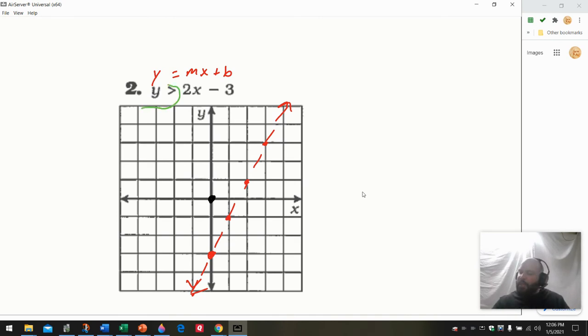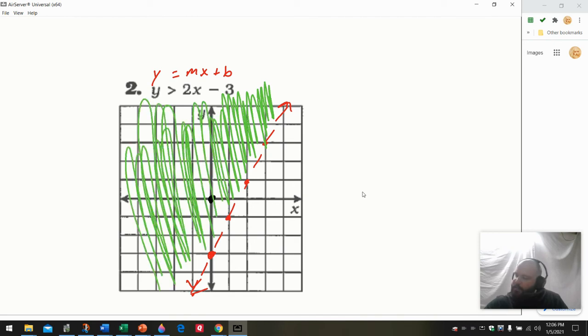This says we want to shade the y's that are greater than where it crosses. So right here, down here at the bottom, this crossed at -3. We need to shade on the side of the line where the y's are greater than that. So we're going to shade up here. So everything above this line gets shaded, just like that.